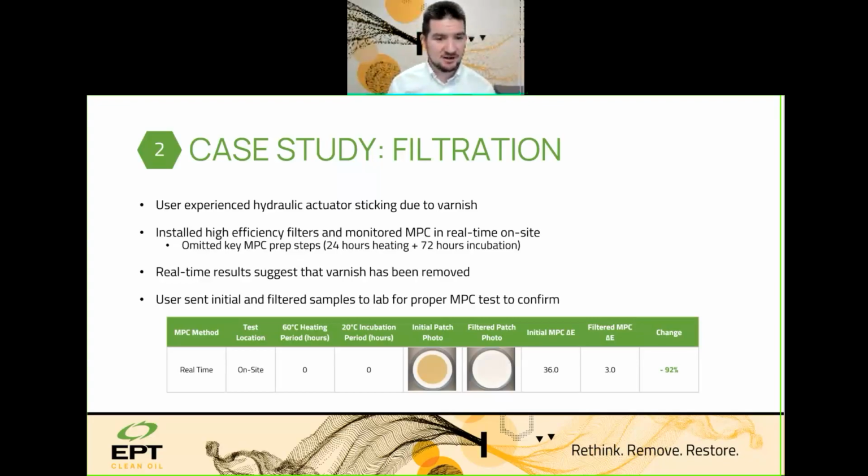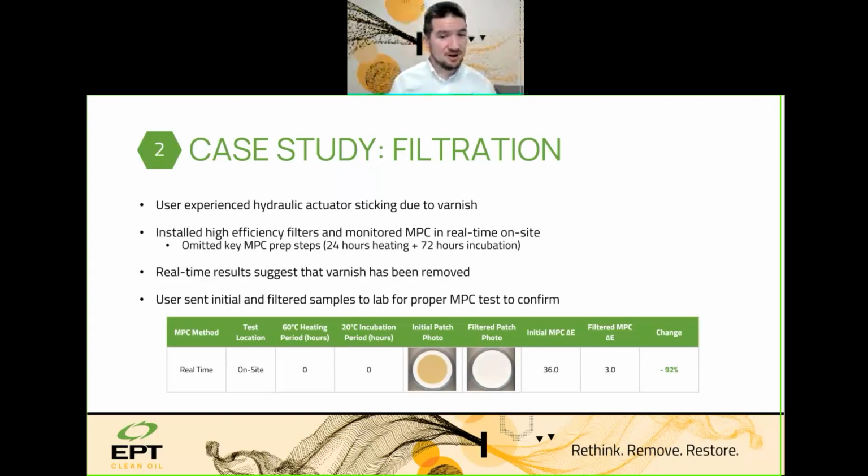So this end user was experiencing hydraulic actuator sticking. Their hydraulic actuator was sticking because of varnish. So they bought some varnish filters, high-efficiency filters that were marketed as being a solution to varnish. They installed those on-site, and they were actually equipped with an on-site, a portable MPC patch testing kit.